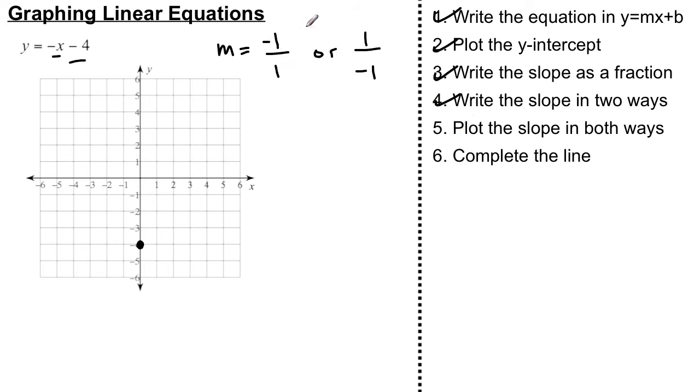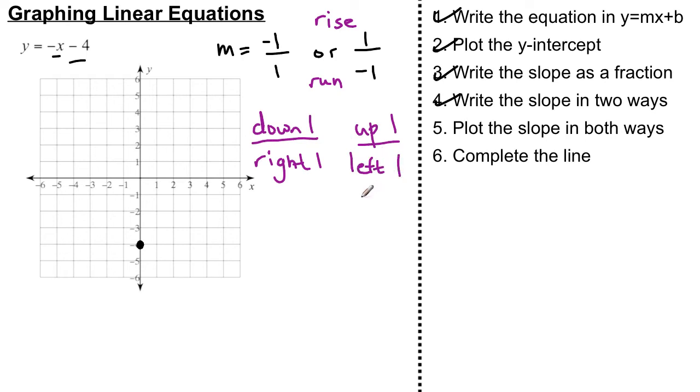Okay, this says, remember you're doing rise and you're doing run. So this says you rise negative 1 or you go down 1, and you run positive 1. So you go right 1. Or you rise 1, you go up 1, and then you run negative 1. You go left 1. Okay, so let's plot both of these out.